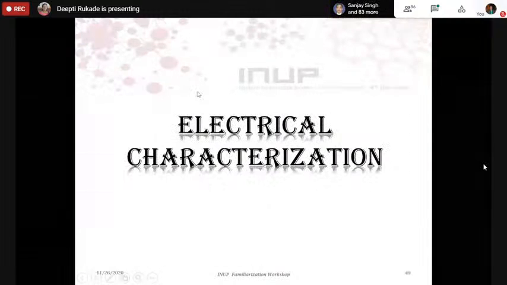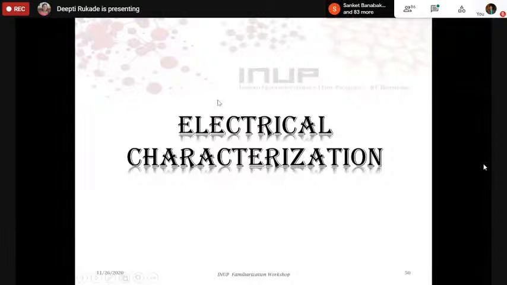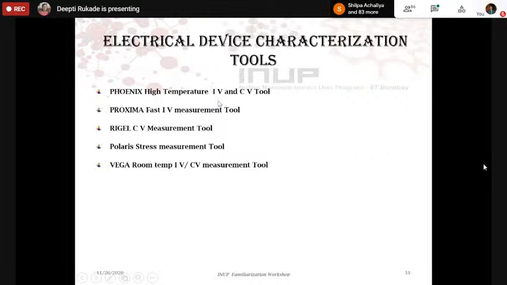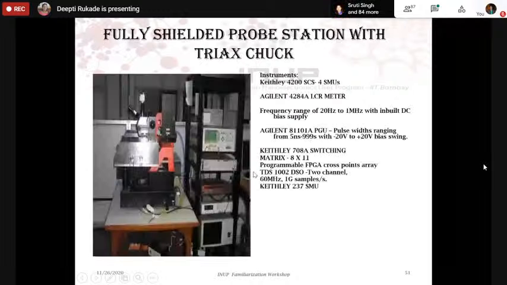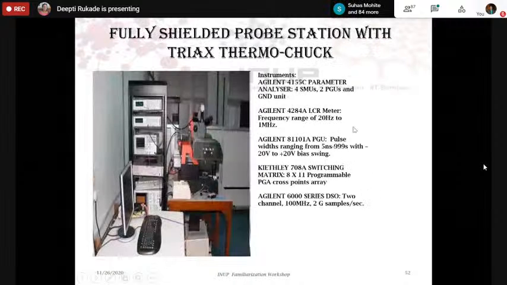Then we have a few electrical characterization tools also. Some 5 tools were mentioned earlier, but we have more right now. We have a Phoenix tool, which is a high temperature IVCV tool. We have a Proxima, which is an IV measurement tool. We have a CV measurement Rigel tool, and stress measurement and room temperature IVCV measurement. These are just images; I have shown just 2 images. One is a Keithley tool, and then one with the thermochuck, a full probe station.